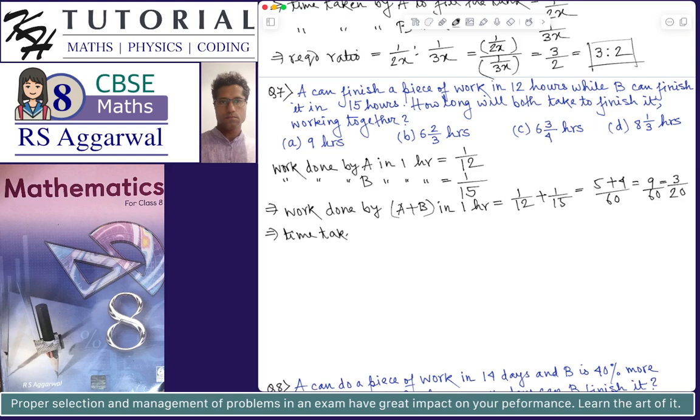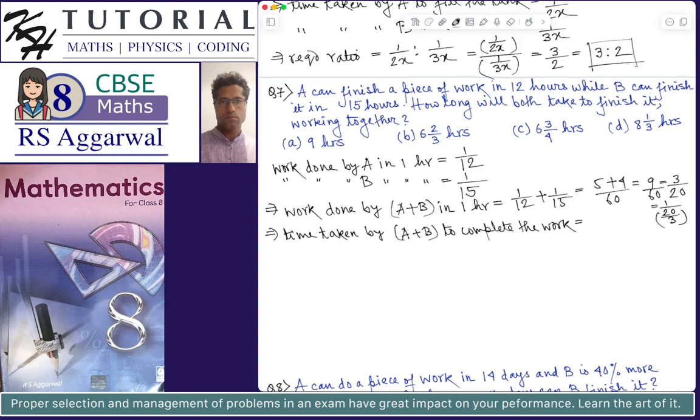time taken by A plus B to complete the work will be equal to, now in 1 hour the work done by A plus B is 3 by 20. If we express 3 by 20 in the form of 1 by n, it will be 1 by 20 by 3. Now from the second rule of time and work, if you know the work done in a unit time is 1 by n, then we can say that the whole work will be done in n units of time.